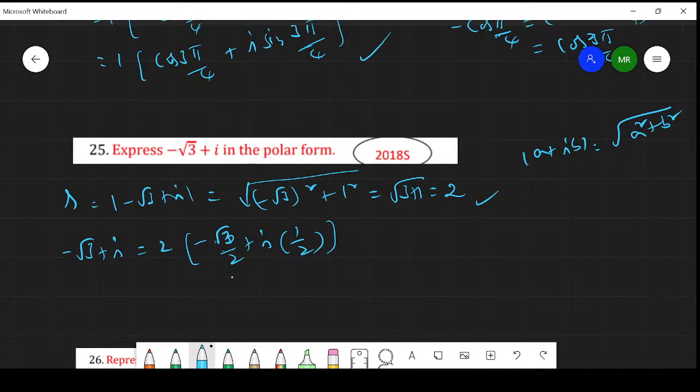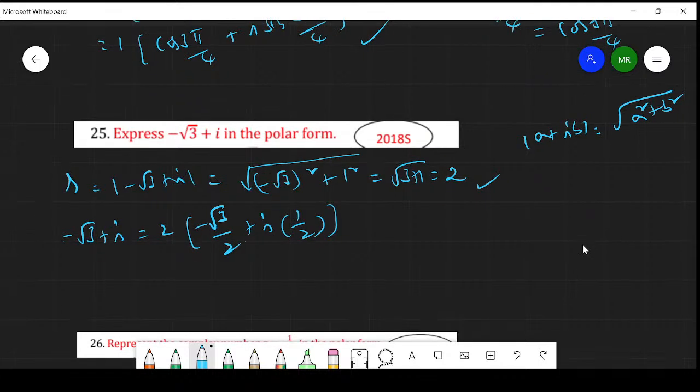Root 3 by 2, correct? Root 3 by 2 plus i, this one is root 3 by 2 plus i into 1 by 2. But you can see in the case of cos, the polar form is r into cos theta plus i sin theta. You can think now, 2 into, so this will be minus cos pi by 3, so pi by 6 plus i sin pi by 6.